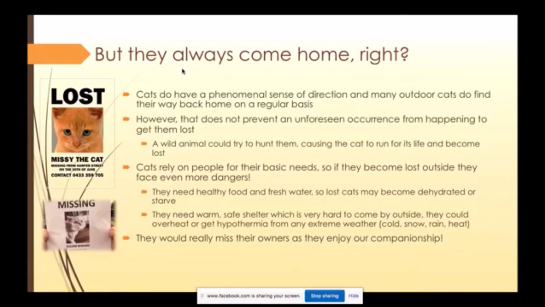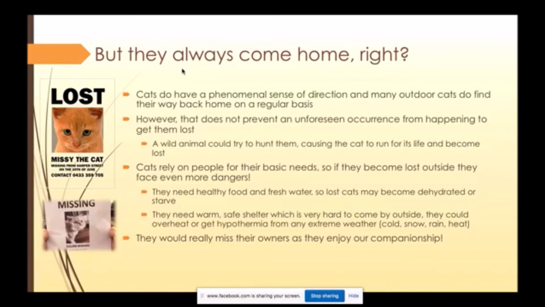Cats rely on people for their basic needs. So if they become lost outside, there are even more dangers that can really affect them. Cats obviously need healthy food and fresh water. They rely on people for these things, so even if they are getting some food and water from outside, it's probably not healthy or fresh or in good condition. But it's still a struggle. They have to hunt in order to maintain themselves if they're lost and can't find their way home. So many lost cats become dehydrated or end up starving, unfortunately.